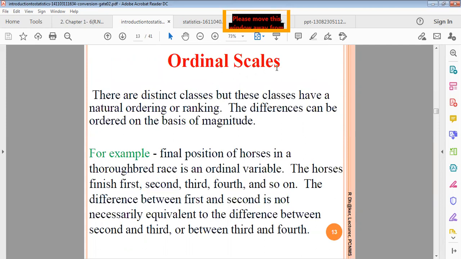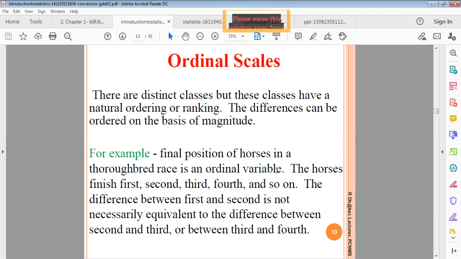Another one is the ordinal scale. What is the ordinal scale actually? There are distinct classes, but these classes have a natural ordering or ranking. Naturally, the differences can be ordered on the basis of magnitudes. Magnitudes means the value of measurement. For example, the final position of horses in a thoroughbred race is an ordinal variable.